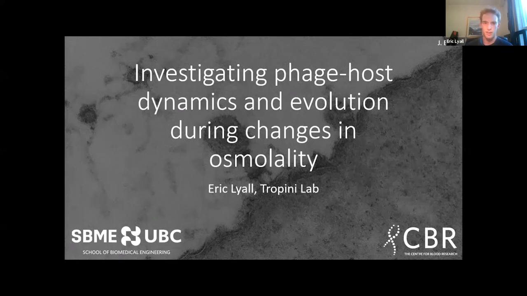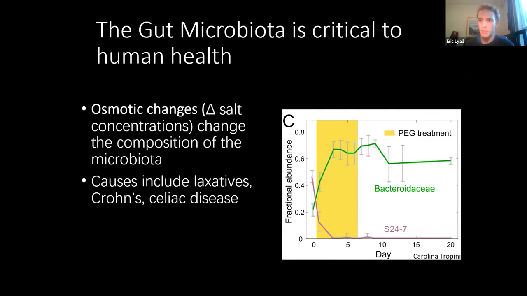So the gut microbiome is absolutely critical to human health. It's important for our immune system, our digestive system, and our mental health. And at our lab, we focus on how osmotic stress, or the change in solute concentration, can affect the microbiome. And we know this osmotic stress happens during chronic diseases like Crohn's or when we give out laxatives. From some of our previous studies, we know that when we deliver a laxative and change the osmolality in the gut, we can have huge effects on the bacteria. And we can even eradicate certain species like S24/7.